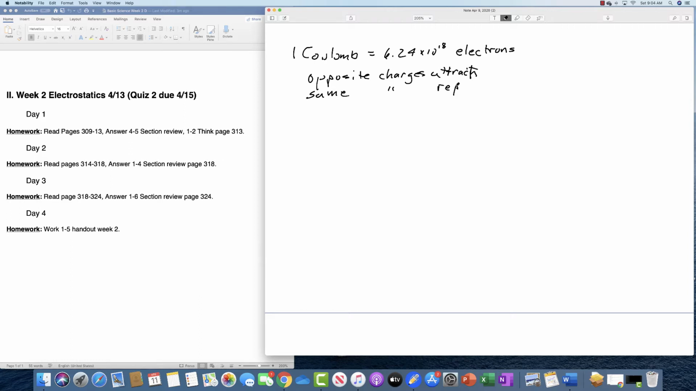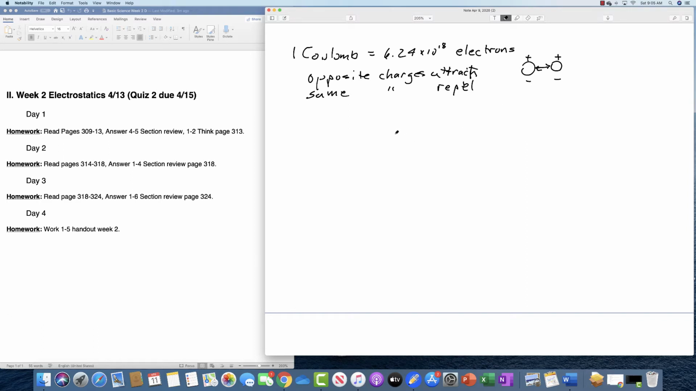repel. So that means if you have two charged particles and this one's positive and this one's negative, then the force is going to attract these two to each other. Whereas if you have two positive charges or two negative charges, these will repel each other.